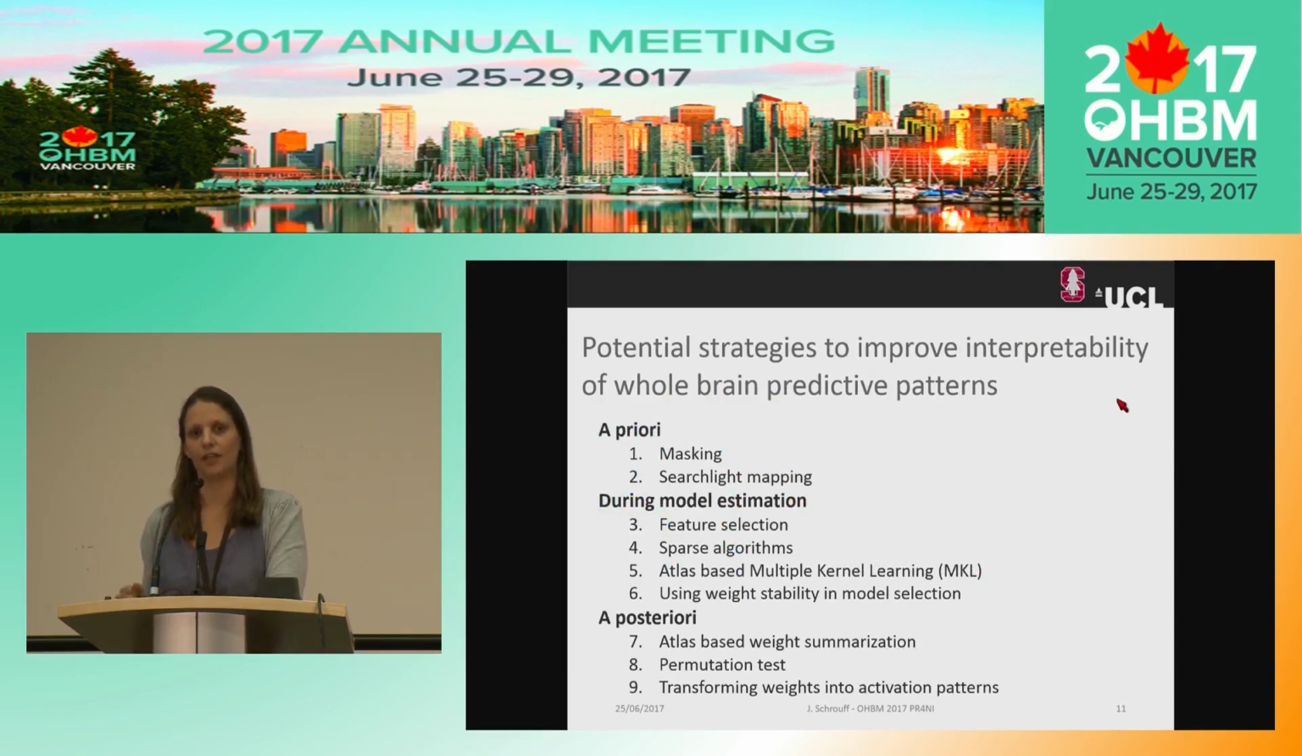And they can intervene at different stages of the modeling. It can be a priori, so before you even try to fit your model. It can be during the model estimation at different stages, whether it's within the nested cross validation or outside of it. And it can also be a posteriori, once you have your weight map and you're just trying to look at it. And you're not affecting the model anymore at all.